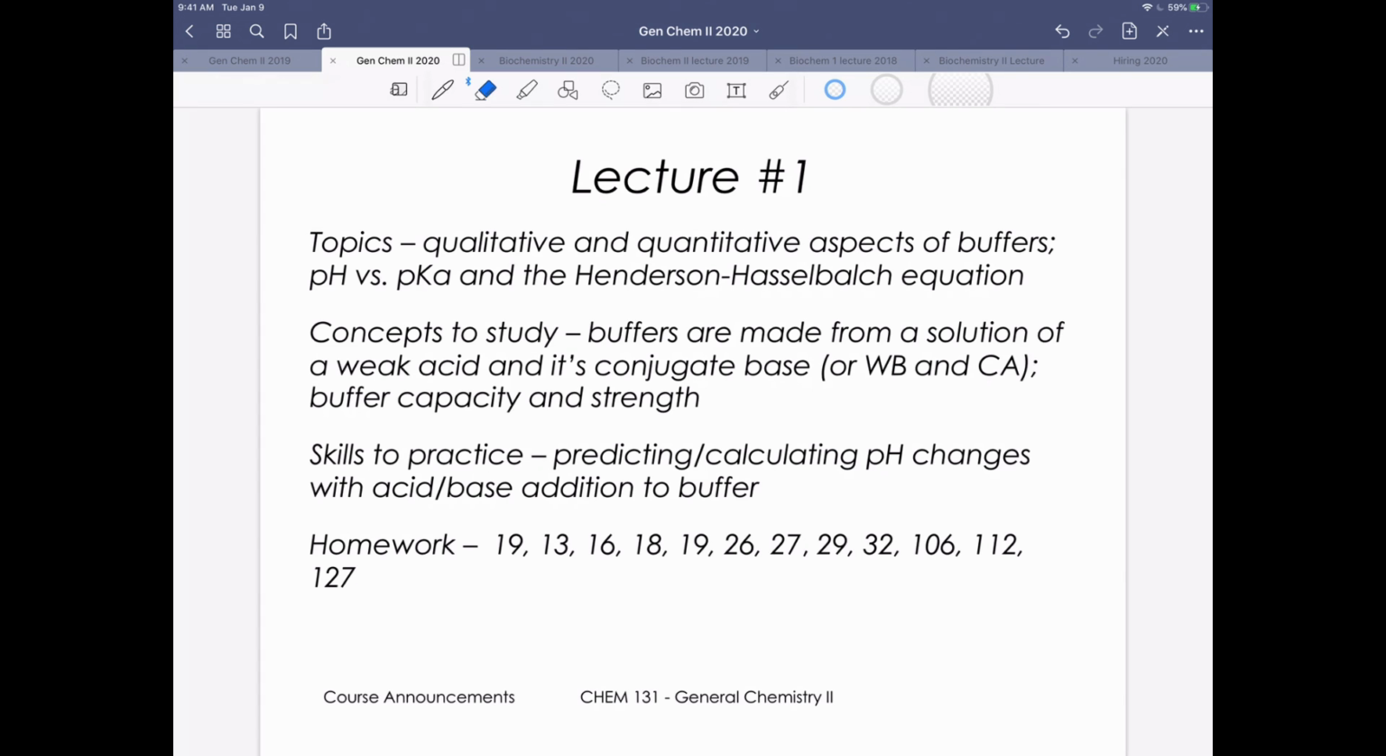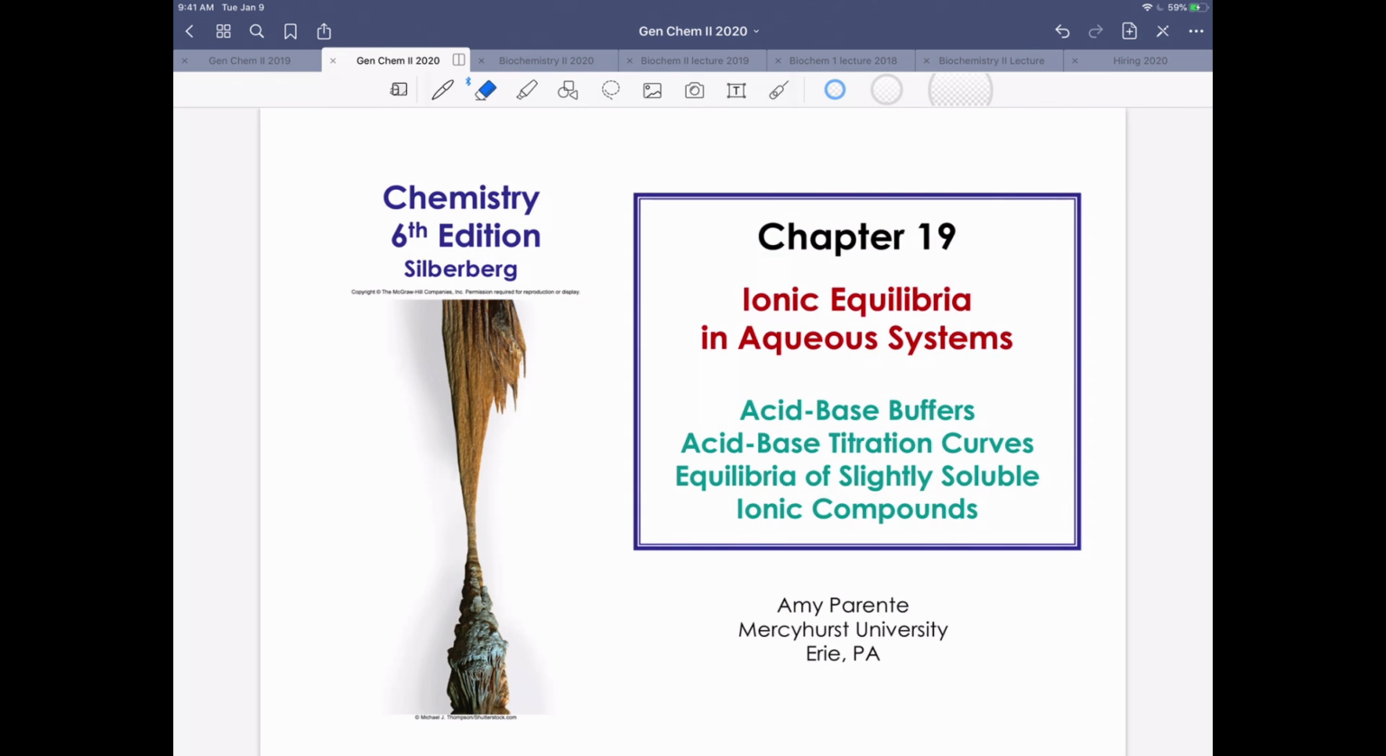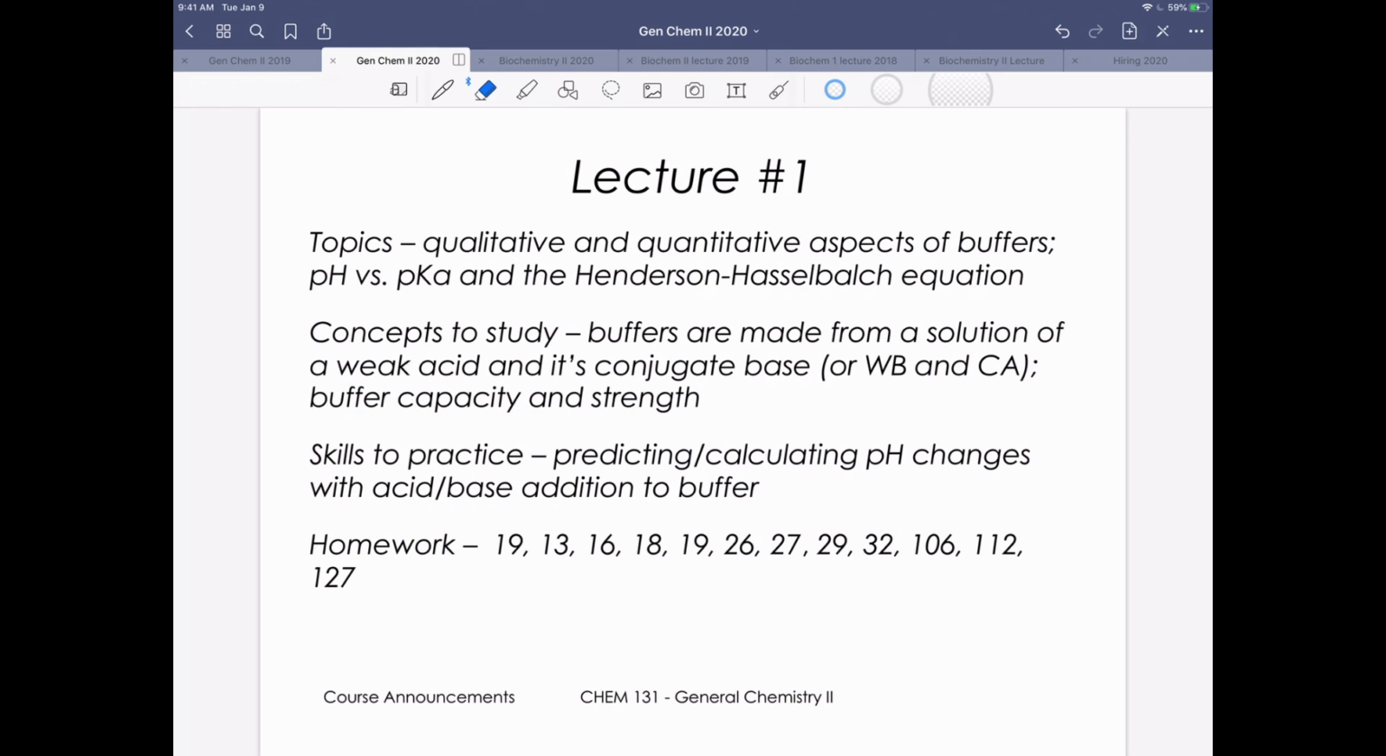Okay, so our first sort of flipped lecture here for our remote learning period is going to be in a learning unit on Chapter 19 on ionic equilibria and aqueous systems. So today we're going to talk about qualitative and quantitative aspects of buffers, pKa and pH and their relationship in the Henderson-Hasselbalch equation.